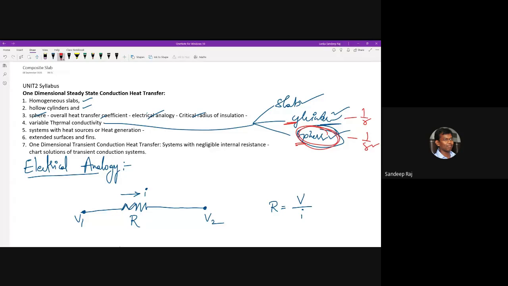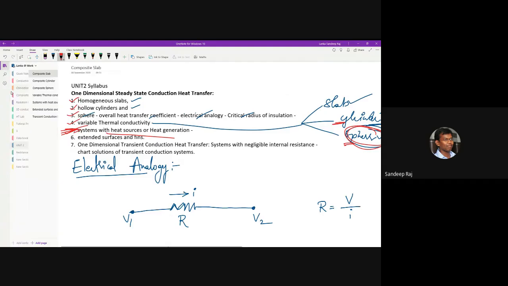So with that, I complete variable thermal conductivity, and I'll be moving to the fifth topic, that is the systems with heat sources or internal heat generation. So we are done with the first 4 things, and now we are moving to this one. Today we are starting the fifth, systems with internal heat generation.